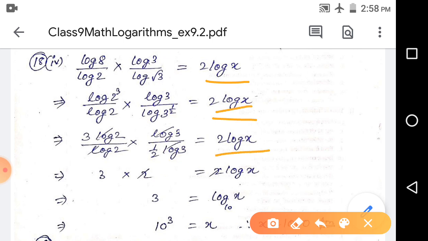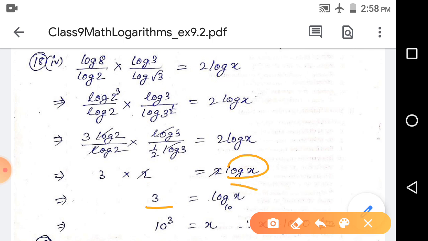In this line this 2 and this 2 are cancelled, because whenever we take this 2 here it will be by 2. Then 2 by 2 by 2 and 2 cancelled. So finally what we have is log x equal to 3.